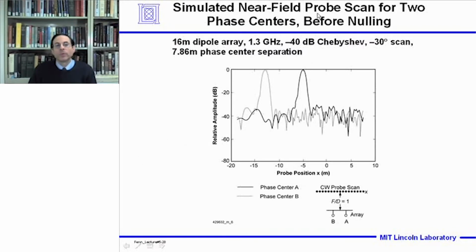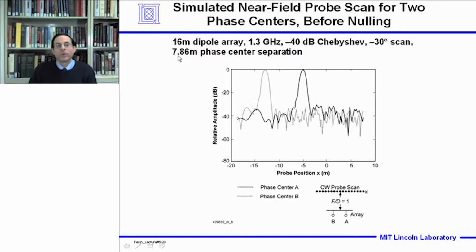This slide shows a simulated near-field probe scan for 2 DPCA phase centers before nulling. So this is a 16-meter dipole array at 1.3 gigahertz with a minus 40 dB Chebyshev illumination function, and we've scanned the main beam to minus 30 degrees from broadside. We scanned the beam to the left as shown in this diagram.